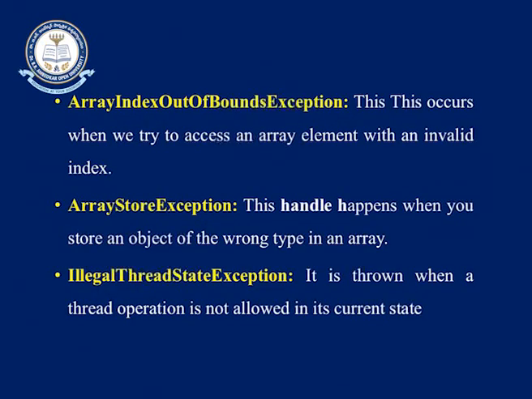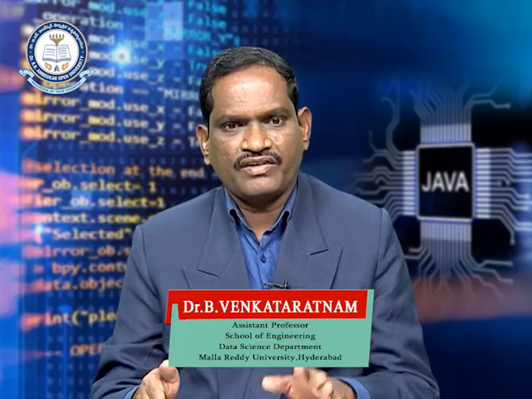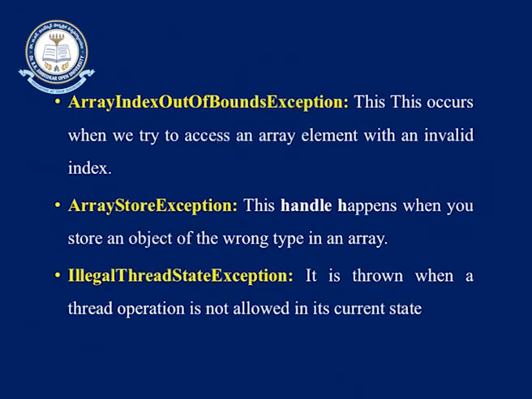Next one is the IllegalThreadStateException. What is meant by this one? It occurs when a thread operation is not allowed in its current state. Suppose you are working with threads and accessing a thread's state, but that thread is not in that state. Then an IllegalThreadStateException will occur.